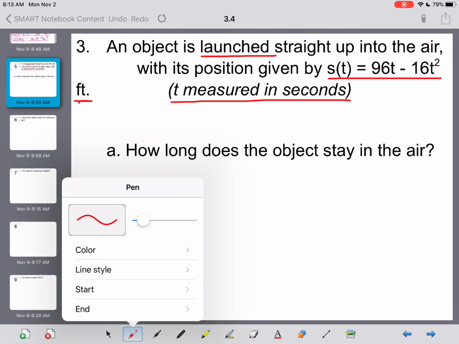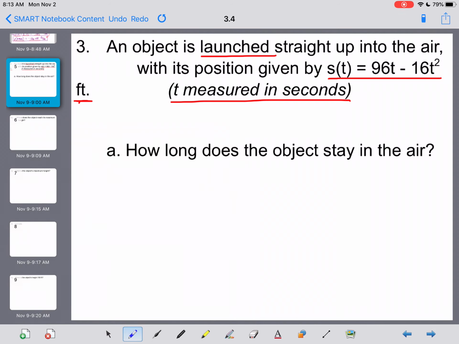The first one right here, how long does the object stay in the air? The first thing I would recommend that you guys do on problems like this is to think about the question, how long, and ask yourself, what should I be coming up with for my final answer? How long, everybody, is a question of time. So the answer to this should be something like t equals and then some constant value.